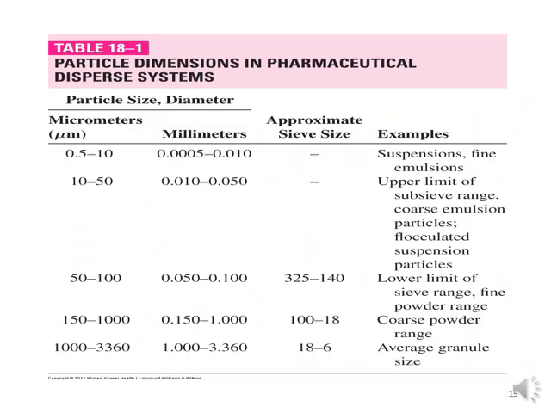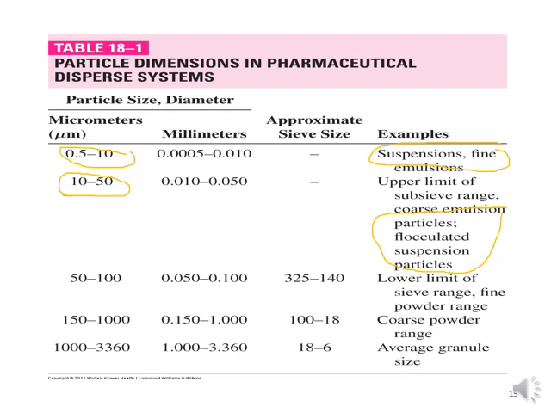This table shows the particle dimensions in pharmaceutical dispersed systems. For example, suspensions and fine emulsions have a particle size range of 0.5 to 10 micrometers. Coarse emulsions and flocculated suspension particles have a particle size range from 10 to 50 micrometers.